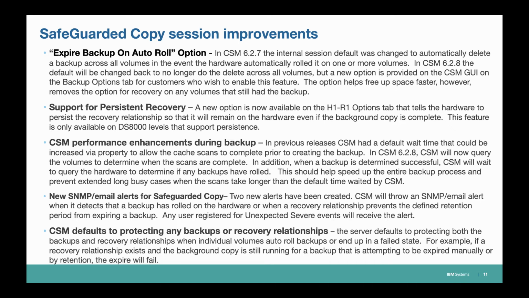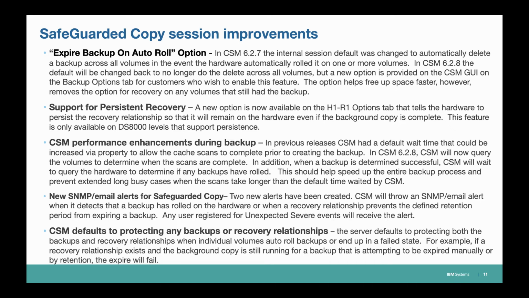Prior to 627, when the hardware auto rolled the last backup in order to make space for a new backup, CSM would just mark the backup as invalid, and then it would show which volumes hit the auto roll and which volumes didn't.